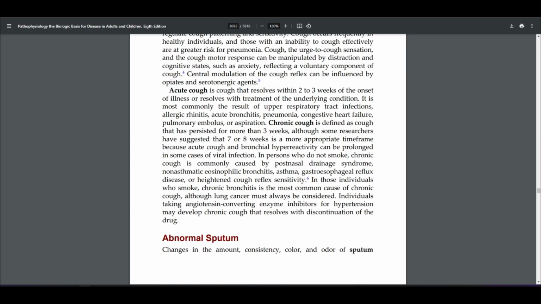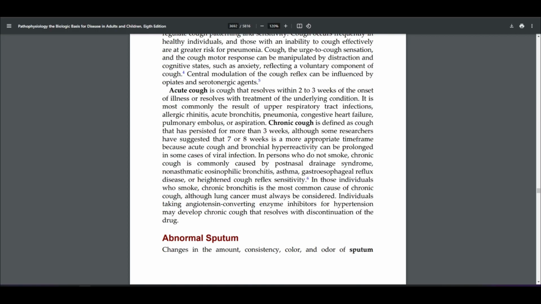Chronic cough is defined as a cough that has persisted for more than 3 weeks, although some researchers have suggested that 7 or 8 weeks is a more appropriate time frame, because acute cough and bronchial hyperreactivity can be prolonged in some cases of viral infections. In a person who does not smoke, chronic cough is commonly caused by postnasal drainage syndrome, non-asthmatic eosinophilic bronchitis, asthma, GERD, or a heightened cough reflex sensitivity.